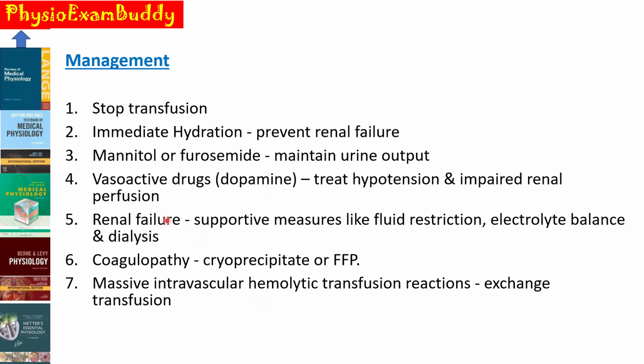If renal failure has already occurred, then supportive measures like fluid restriction, electrolyte balancing as well as dialysis can be considered. And if coagulopathy happens, then cryoprecipitate transfusion or fresh frozen plasma transfusion can be given. And in case of massive intravascular hemolytic transfusion reactions, exchange transfusions can also be considered.